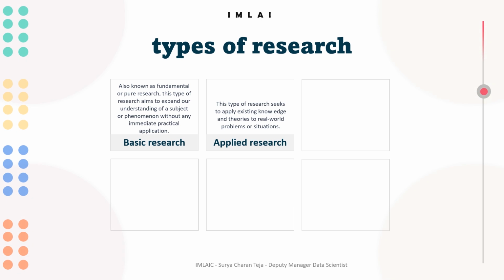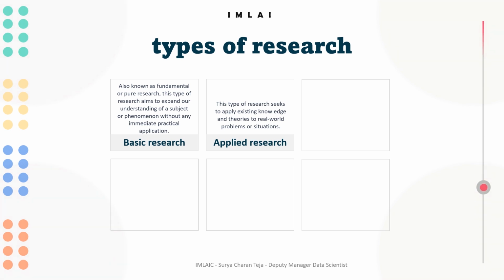If you want to see a few more examples of applied research: a study on the impact of a new training program on the productivity and job satisfaction of employees in a company, aiming to improve their performance and well-being. And another example, an evaluation of the effectiveness of a community based intervention to reduce the incidence of a specific disease in a population, aiming to improve public health outcomes. So, this is what applied research is.